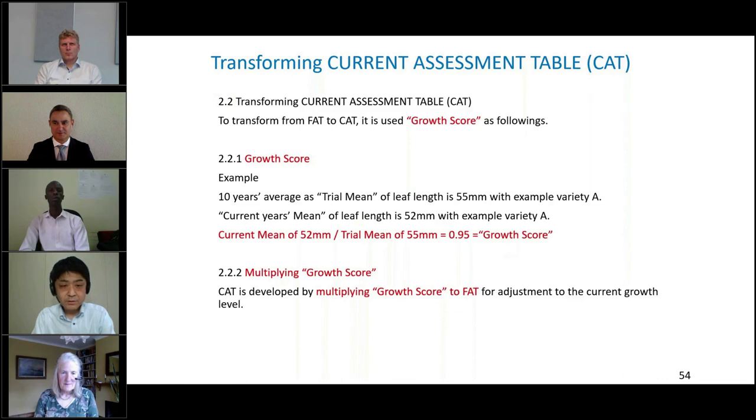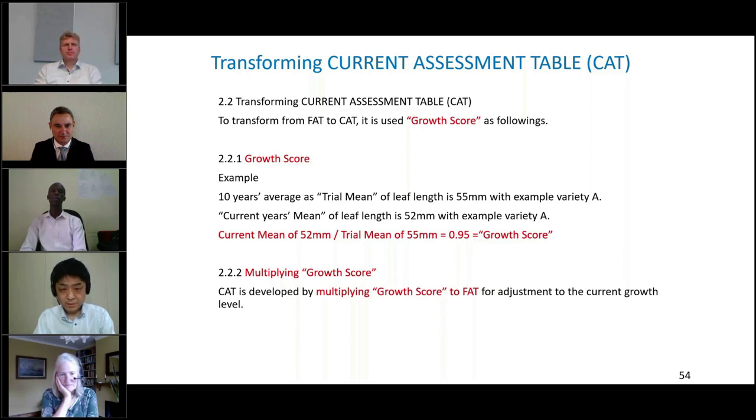So I'd like to explain the transforming to the current assessment table, which we call the CAT. To transform from FAT to CAT, a growth score is used. For example, please look at here. The 10 years average as trial mean of leaf length is 55 millimeter with example variety A.